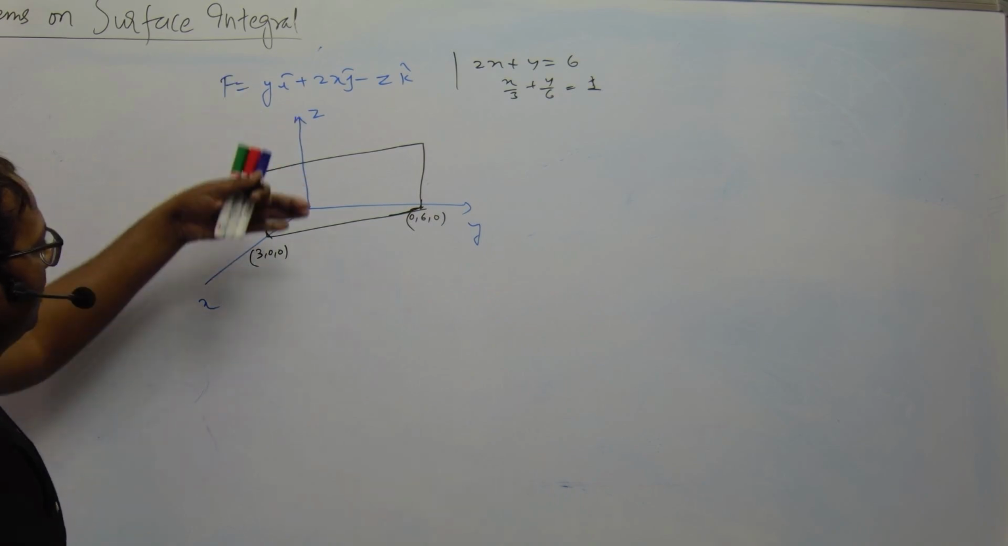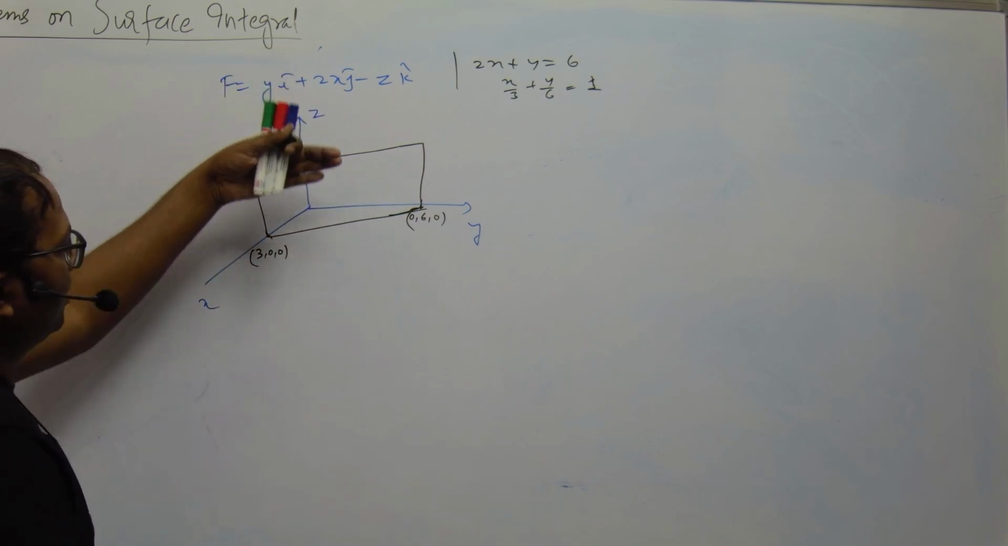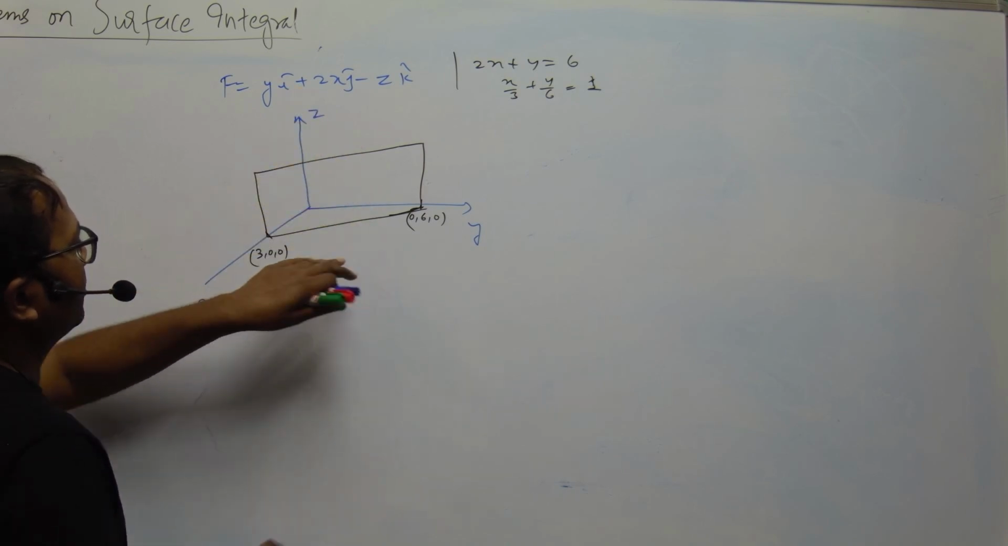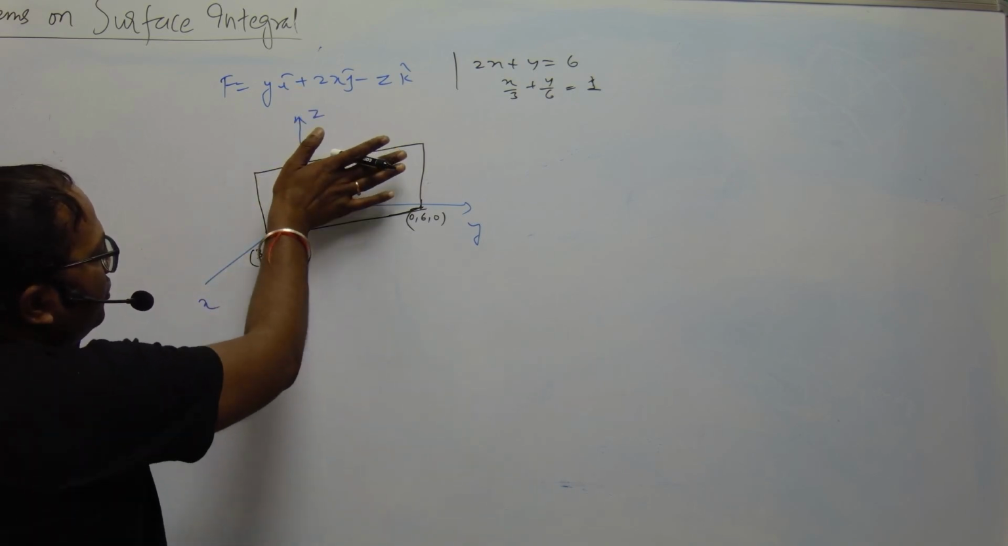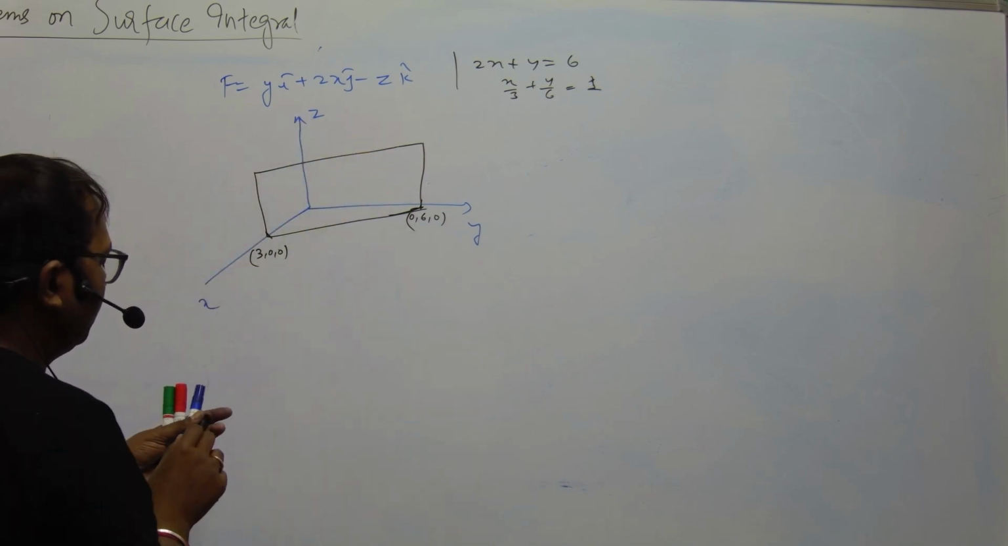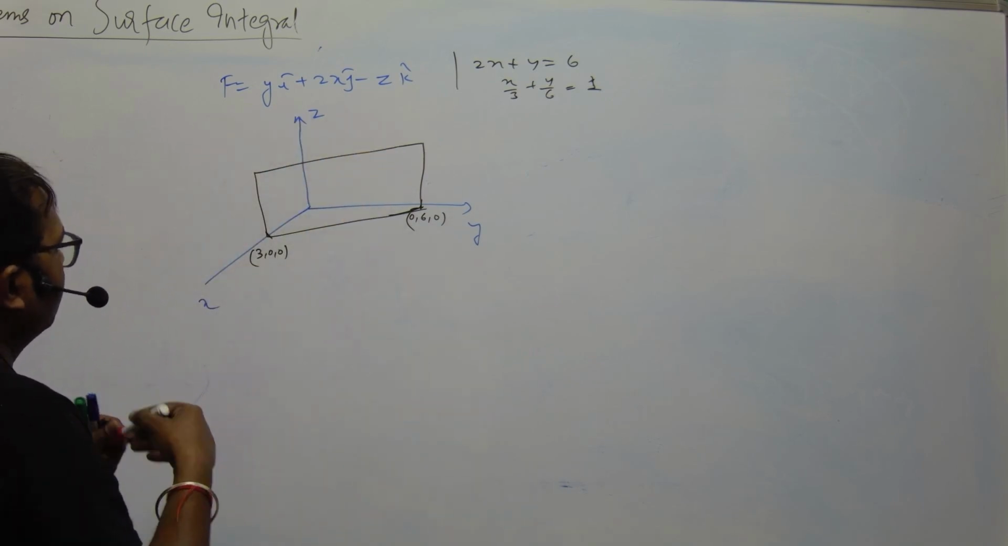Perpendicular to the xy plane. So something that is perpendicular to the xy plane, we cannot take the projection of this plane on the xy plane. So we have to take the projection of this plane either on the xz plane or on the yz plane. So the projection will be this one.